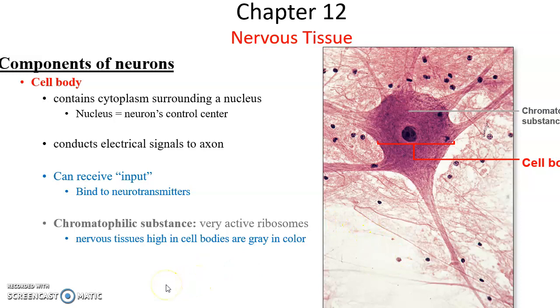Finally, another thing found in the cell body is structures called chromatophilic substances. Chromatophilic substances are basically extremely active groups of ribosomes, both freely associated in the cytosol or bound to rough endoplasmic reticulum. These clumps of active ribosomes, it turns out, are grayish in color, and they are found primarily in the cell bodies, which means that if there is a part of the nervous tissue where there are a lot of cell bodies, that tissue is often grayish in color.